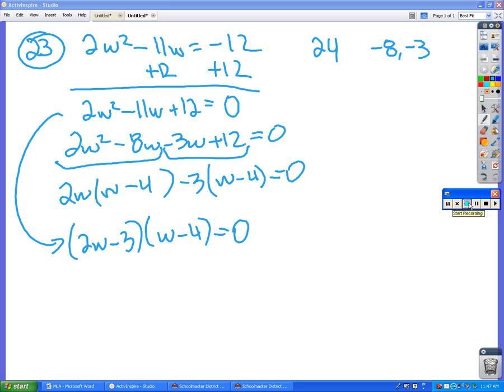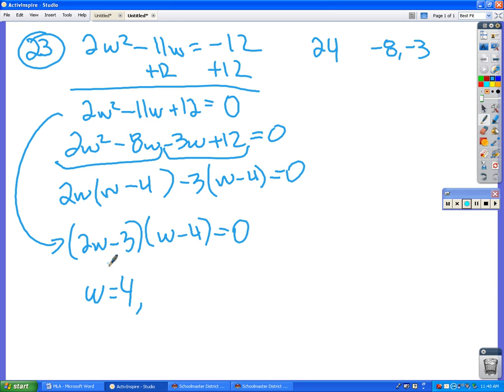Okay, so now we can use the stuff that we were learning before. If 2w minus 3 times w minus 4 equals 0, what do you know has to be true about one of them? Has to be 0. So this one's the easy one. What value of w would make w minus 4 equal to 0? 4, because 4 minus 4 is 0.